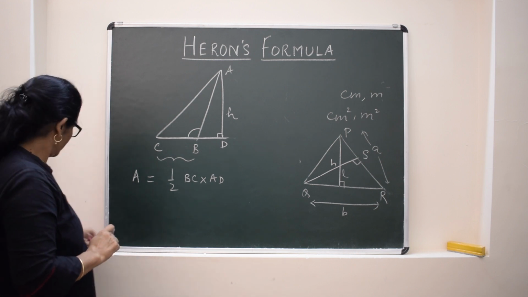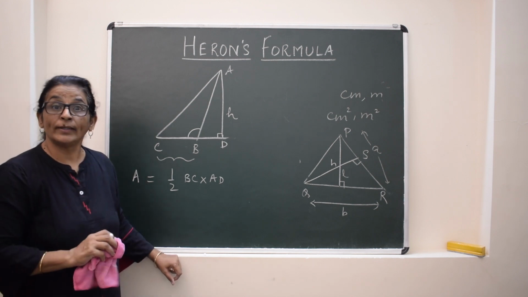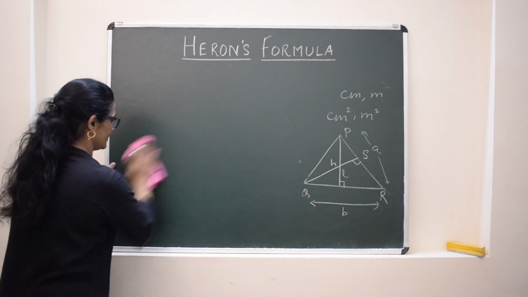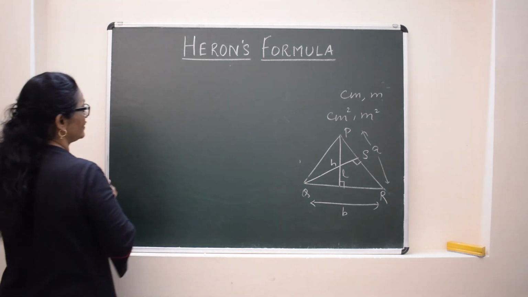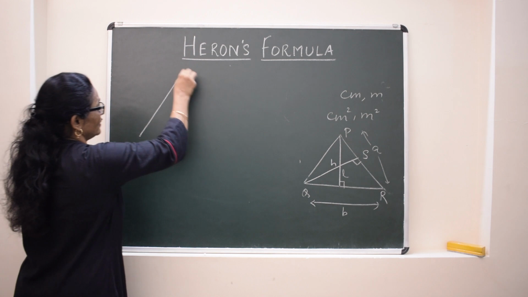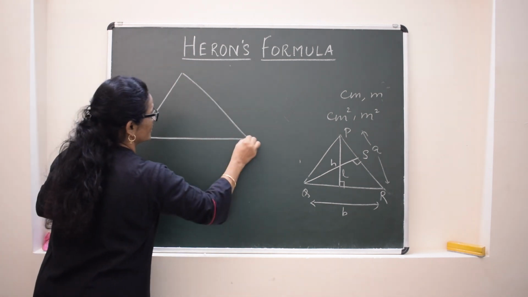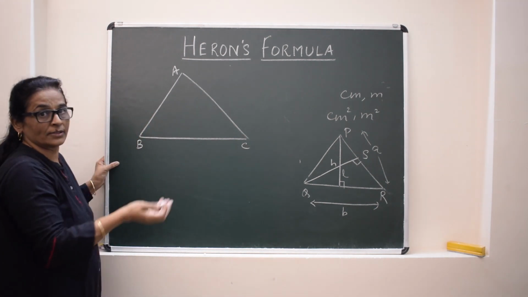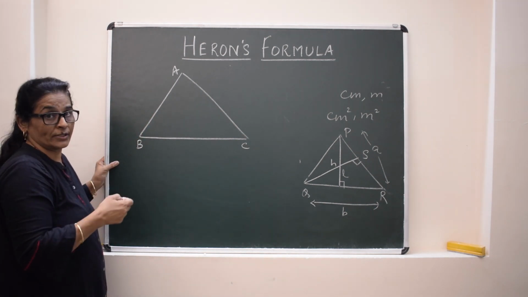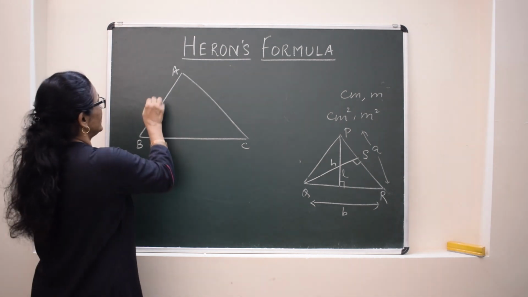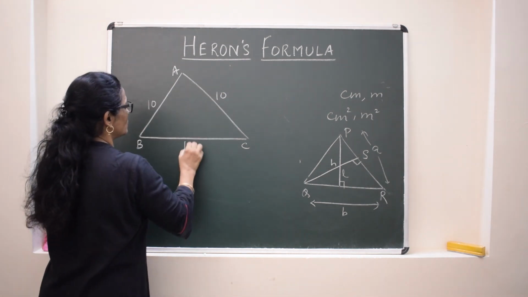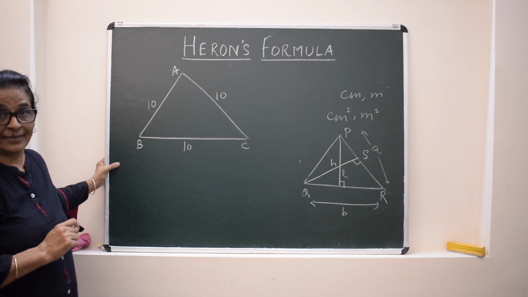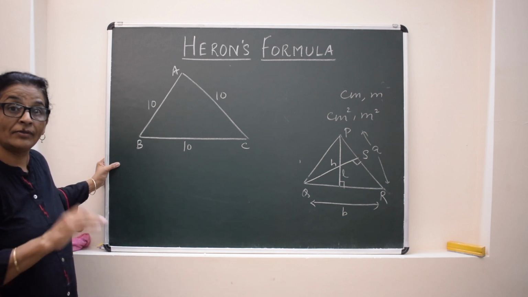Suppose we are taking an equilateral triangle. In that case, if we take, for example, the dimensions, the length of the side is 10 units or 10 centimeters. In an equilateral triangle, all the sides are equal and we want to find out its area. Height is not given, but still we can calculate.